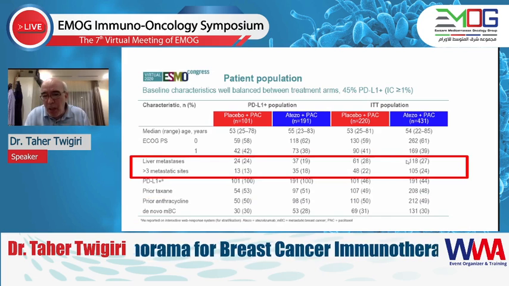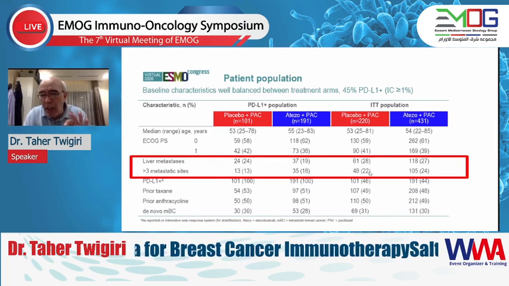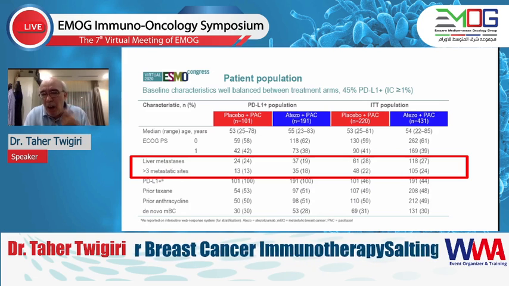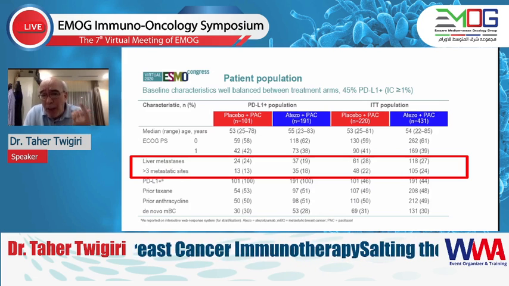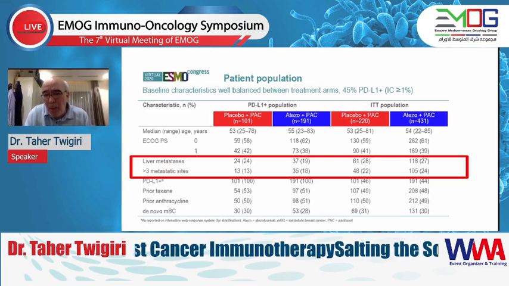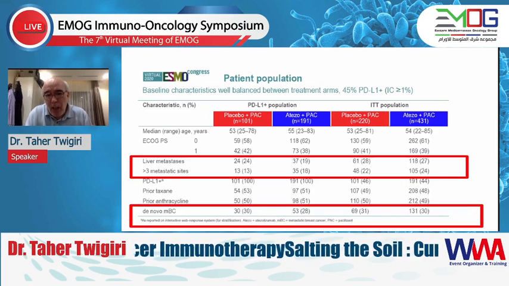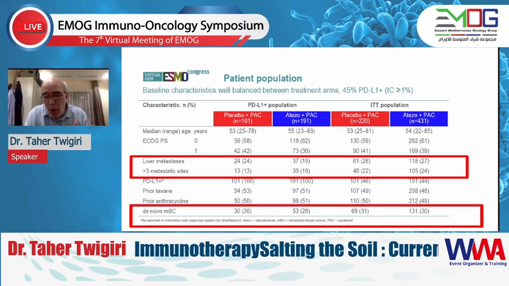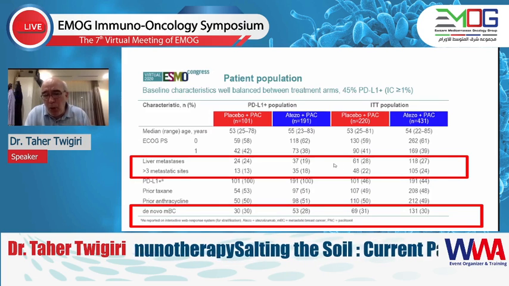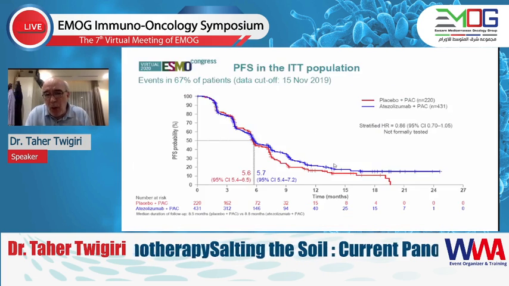Liver metastasis, the numbers are small. Very small, very selected patients. I don't know how they were able to get this number of patients by this classification. Now, de novo, it is only 30%. The majority of these patients have had adjuvant and neoadjuvant.